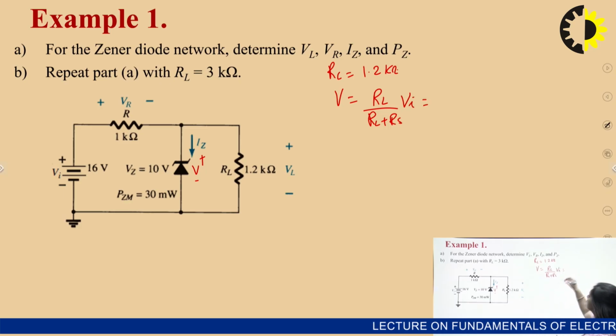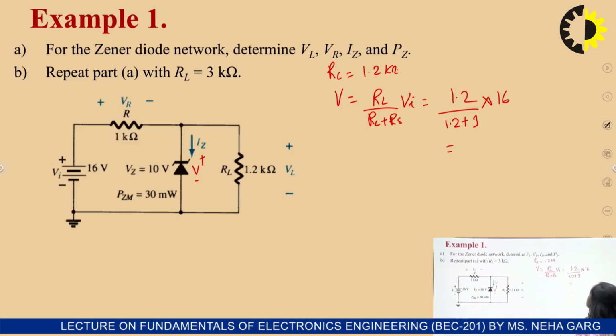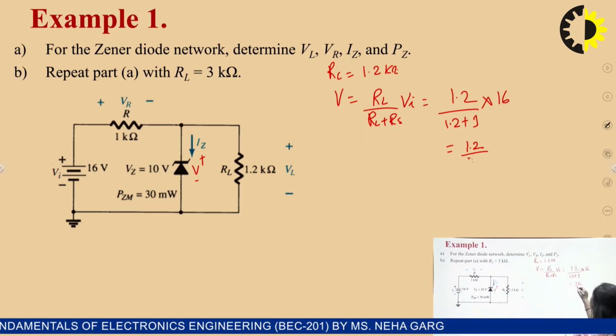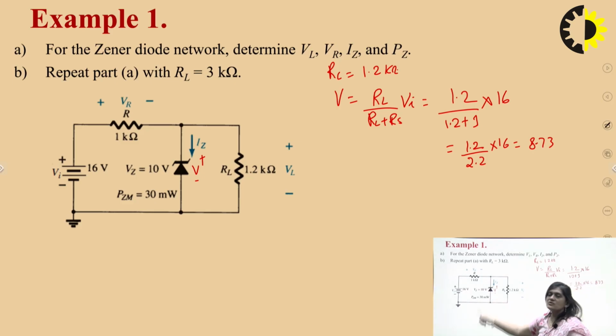So RL is 1.2, plus 1, multiplied by 16. We can solve this: 1.2 upon 2.2 multiplied by 16. So it may be 8.73. This is 8.73 volt, and we can see here 10 volt is given. So V is 8.73 volt and VZ is 10 volt.